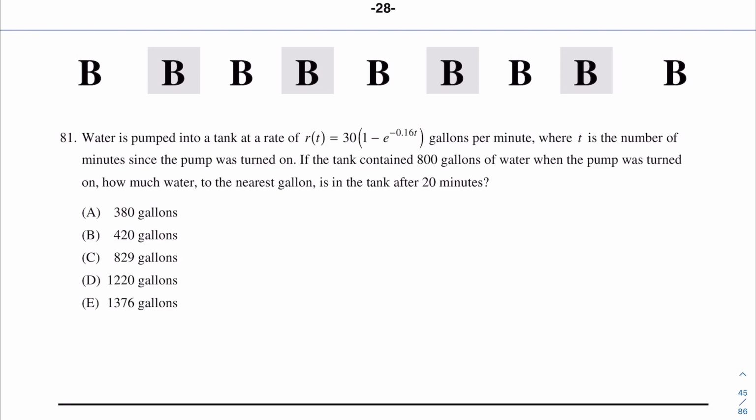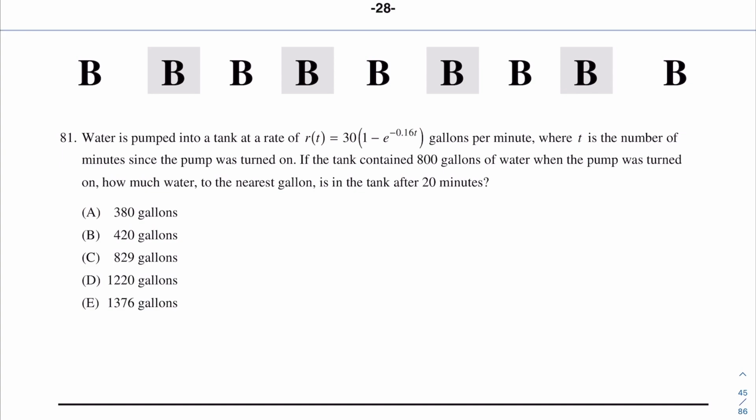81. Water is pumped into a tank at a rate of R of t is equal to 30 times (1 minus e to the negative 0.16 t) gallons per minute, where t is the number of minutes since the pump was turned on. If the tank contained 800 gallons of water when the pump was turned on, how much water to the nearest gallon is in the tank after 20 minutes?